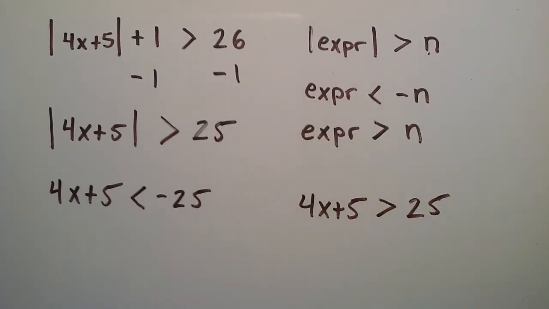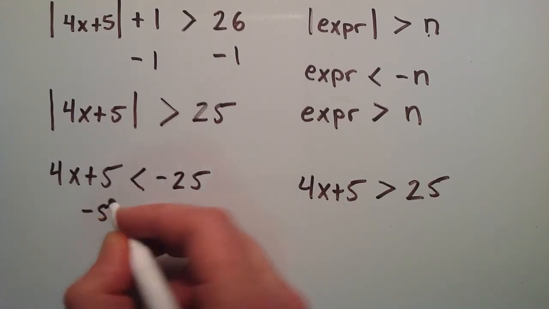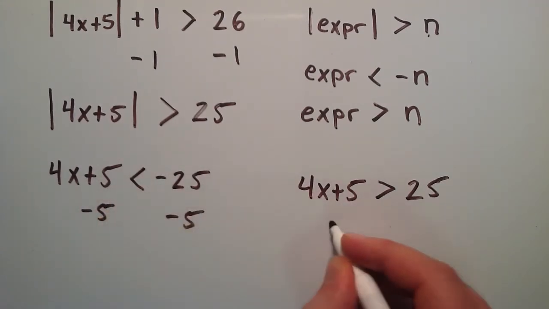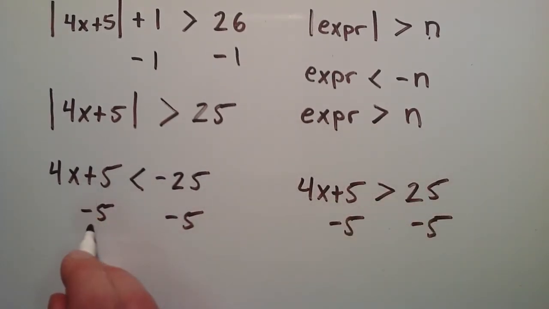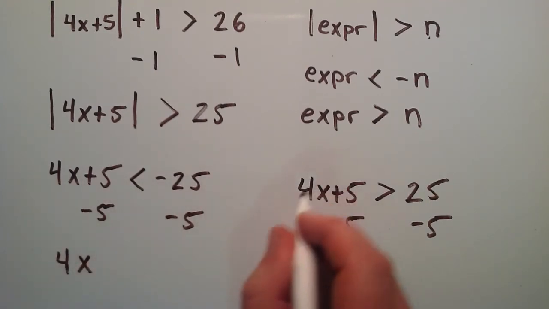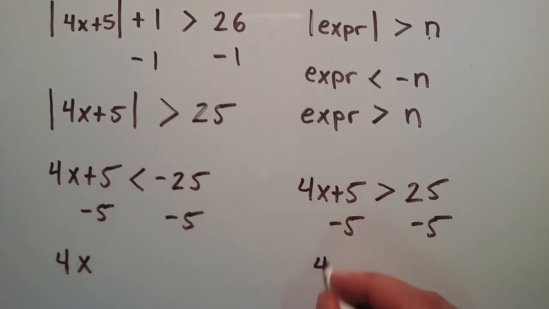Now we're going to do a little bit of algebra and solve for x on the left-hand side of both of these. Let's get rid of this plus 5 term here. We're going to subtract 5 from each side of each inequality. A positive 5 and a negative 5 give us 0, so that just leaves us with 4x on the left-hand side. And if you notice, this is the exact same thing for this inequality over here, so we'll write 4x on this one as well.